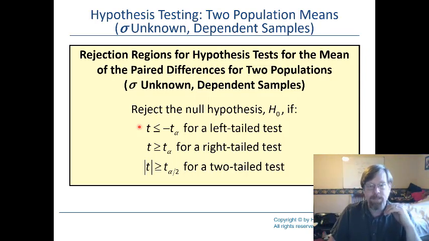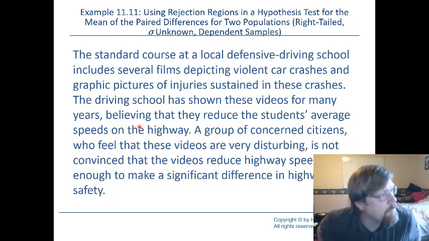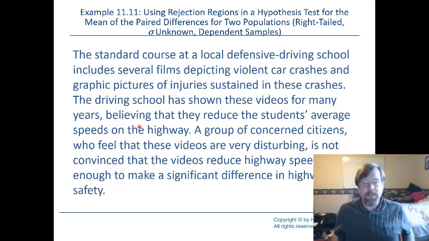Okay, so let's look at an example. We have a driver's ed type course, defensive driving school. They're showing films of violent car crashes with graphic pictures of injuries and want to scare the students into driving well. They've shown these for quite a while and believe they reduce the students' average speed on the highways. I've got a group of citizens who feel that these videos are very disturbing and are not convinced that they're effective on reducing highway speeds and improving highway safety.